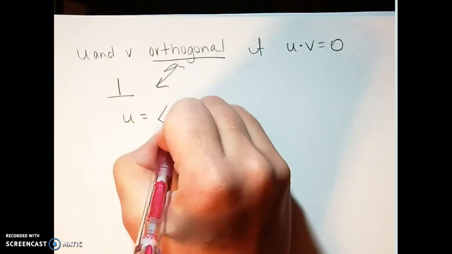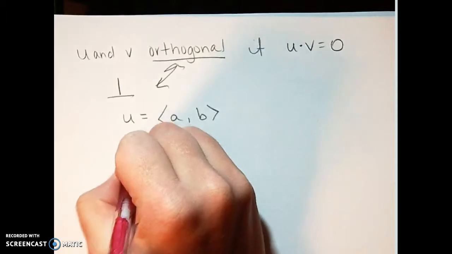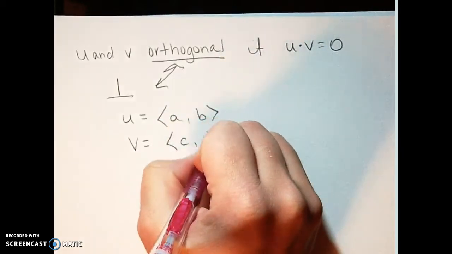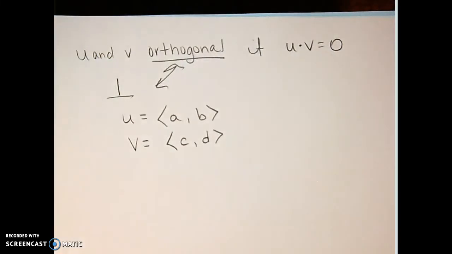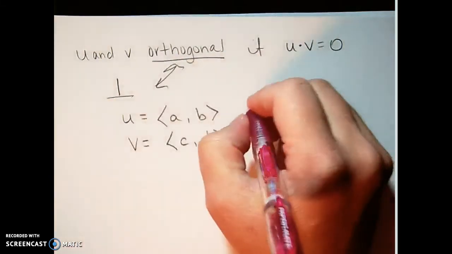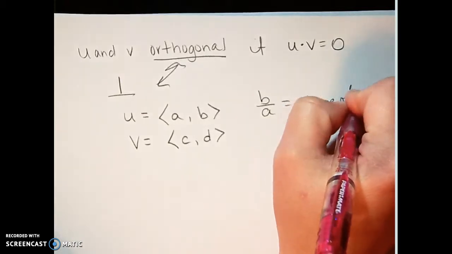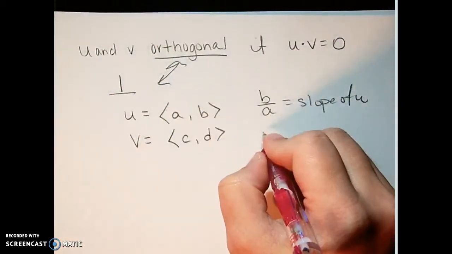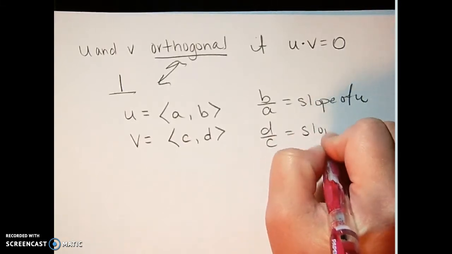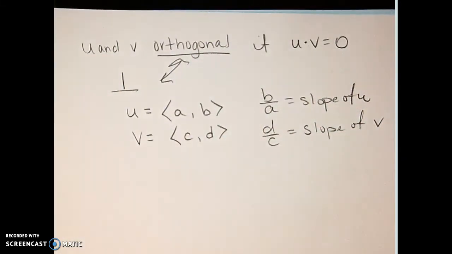Another way to figure this out: remember, u can be AB, and v we'll let be CD, just to have different letters. If you remember how these were found from ordered pairs originally, using the heads minus tails rule, it's x2 minus x1, y2 minus y1. So if we write b over a, that's really the slope of u, and if we write d over c, that is the slope of v. So you can also compare them this way, by looking at the fractions and using your traditional methods of determining whether something is parallel, perpendicular, or neither.